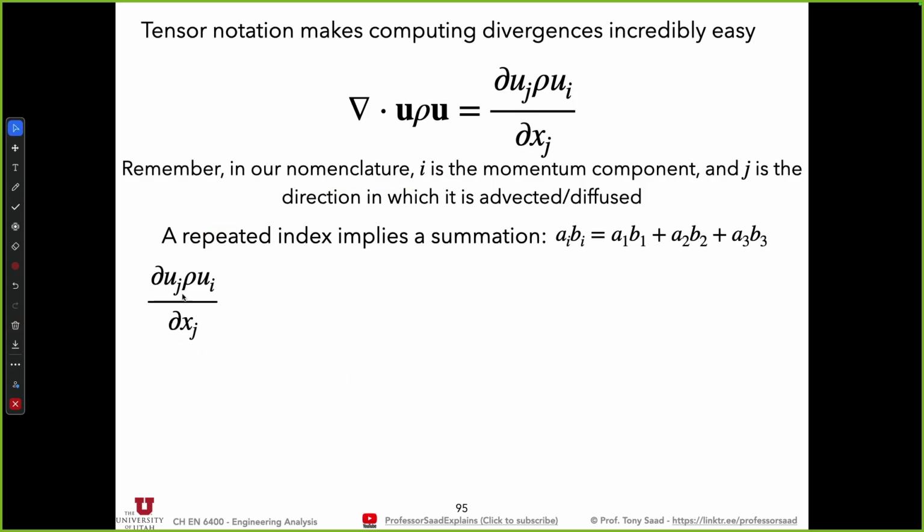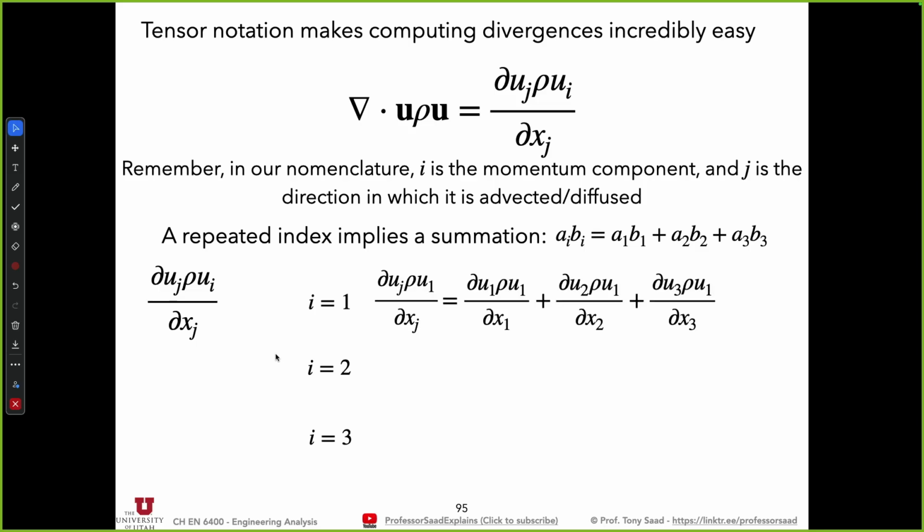So du_j rho u_i by dx_j, I'm going to have 3 contributions, right? Because I have 3 momentum equations. There's 1 entry for x momentum, 1 entry for y momentum, 1 entry for z momentum. Okay, so I have these listed here. For i equal 1, that's my x momentum contribution. Then I fix i, so this becomes d(u_j rho u_1) by dx_j, and then I sum over j. That becomes d(u_1 rho u_1) by dx_1 plus d(u_2 rho u_1) by dx_2 plus d(u_3 rho u_1) by dx_3. You just go over the summation.